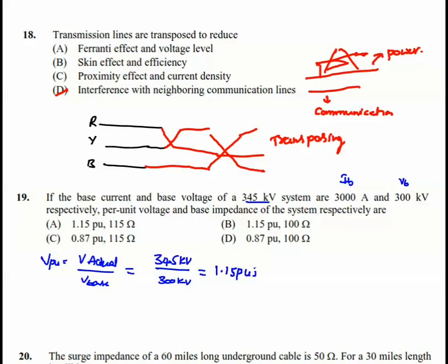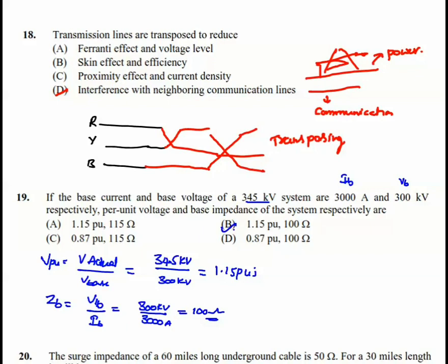And the second thing we need to find is the base impedance. Z base is the base voltage, V base, divided by I base. This is equal to 300 kV divided by 3000 amps. You will get 100 ohms. So 1.15 per unit and 100 ohms, and the suitable answer is option B here.